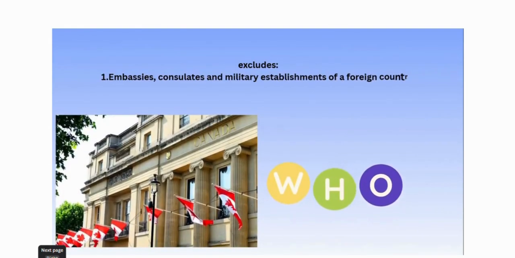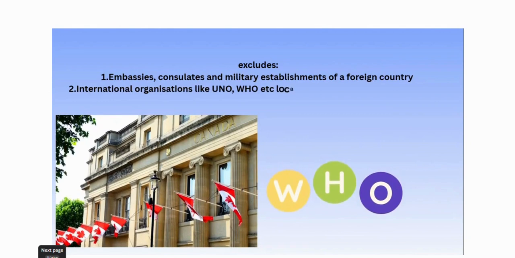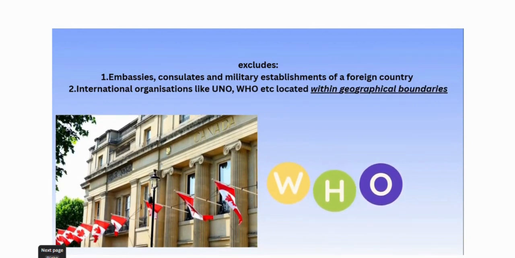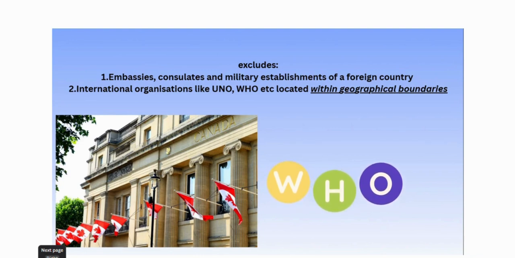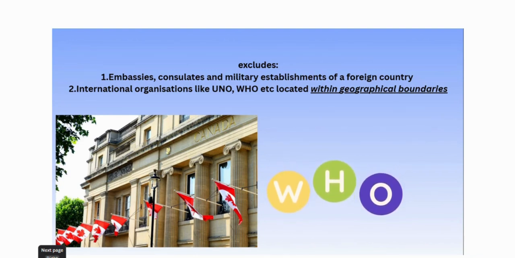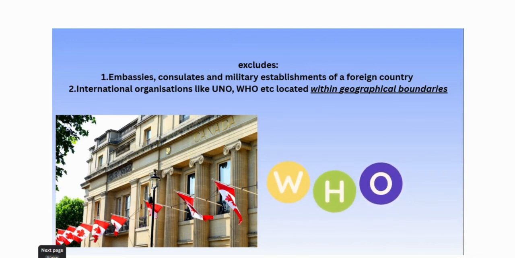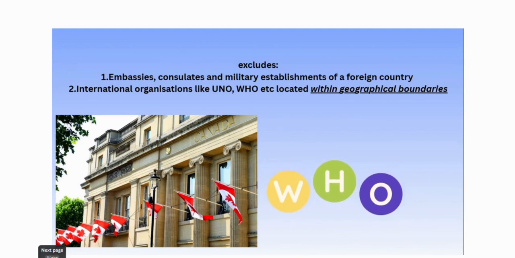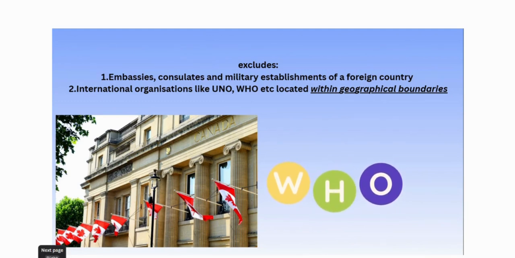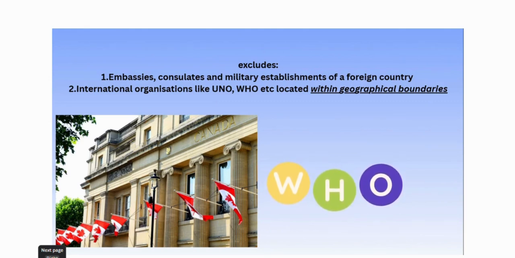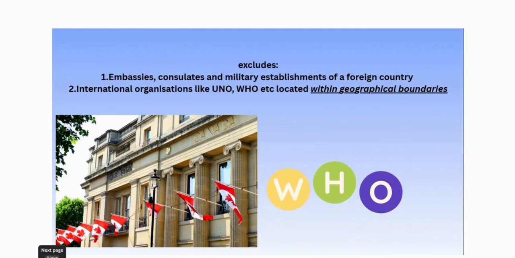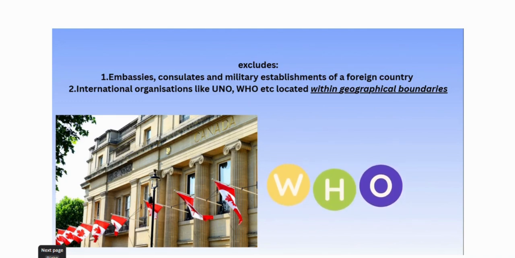Now, if embassy, consulates and military establishment of our country is included, then of course within our domestic territory, foreign countries' embassy, consulate and military establishment will be excluded from definition of domestic territory. Also, number 2, international organizations like UNO, WHO, etc. located within India will be excluded.